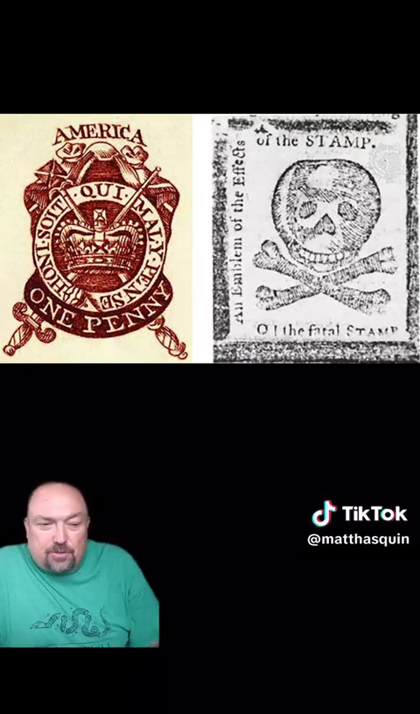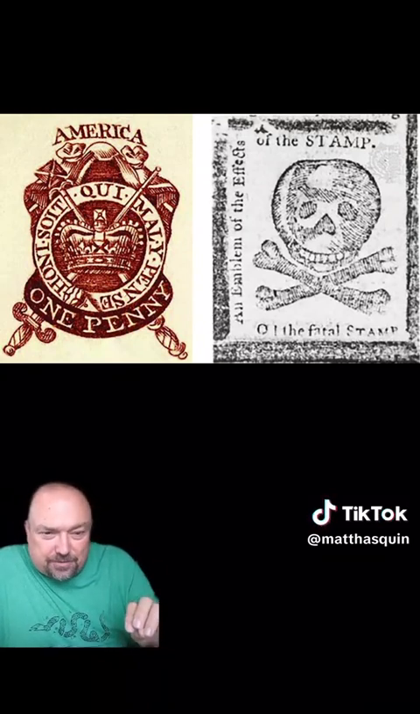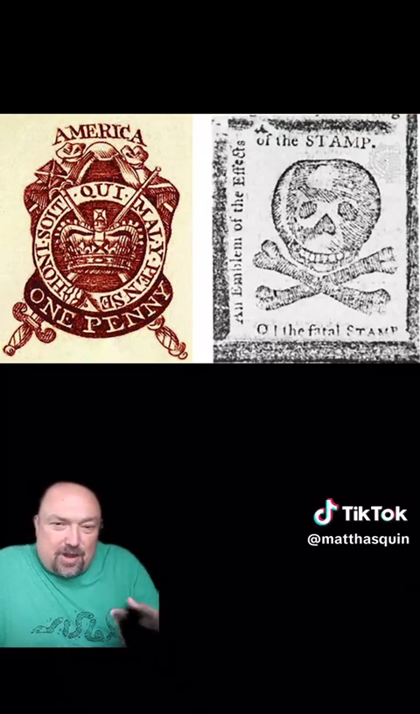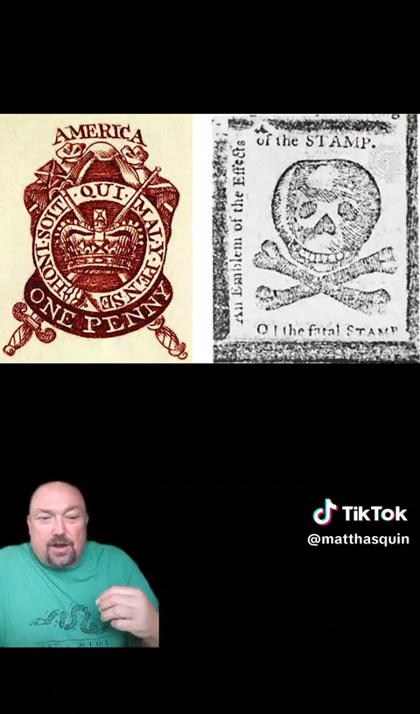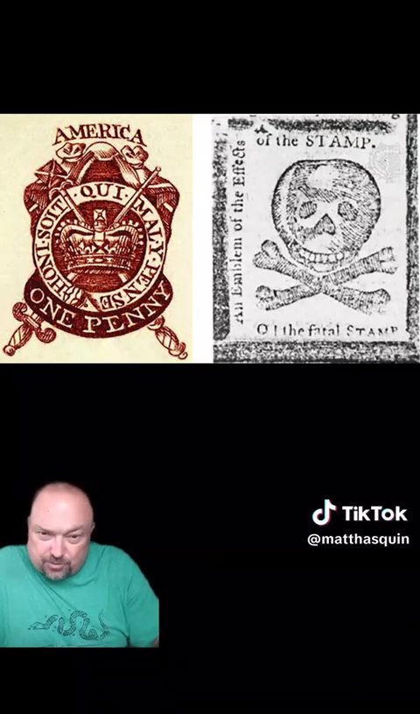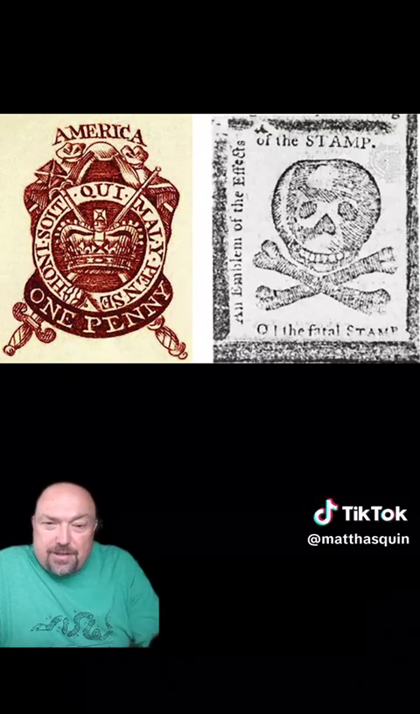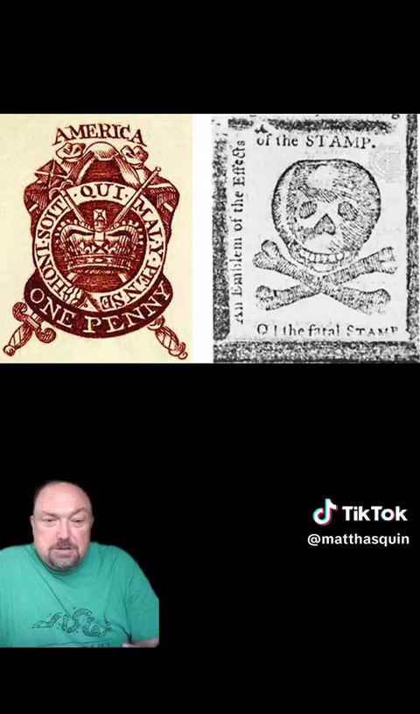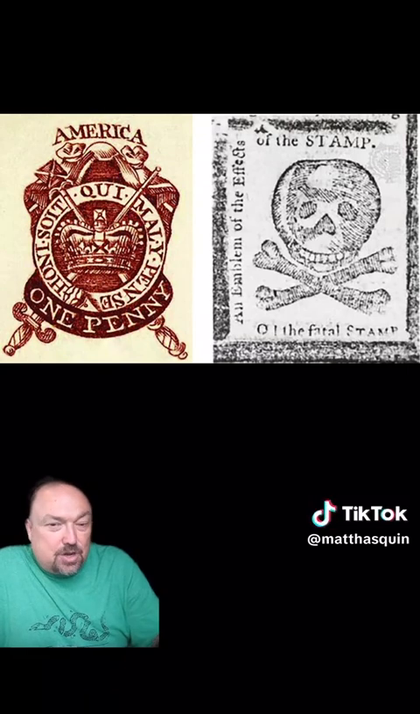The Stamp Act Congress produced something called the Declaration of Rights and Grievances, which asserted loyalty to the Crown and Parliament, declared that only colonial assemblies could tax the colonies, argued that trial by jury was a right, and petitioned the King and Parliament to repeal the Stamp Act. They also encouraged boycott of British goods, which would align economic action with political protest. So it's a veiled threat.